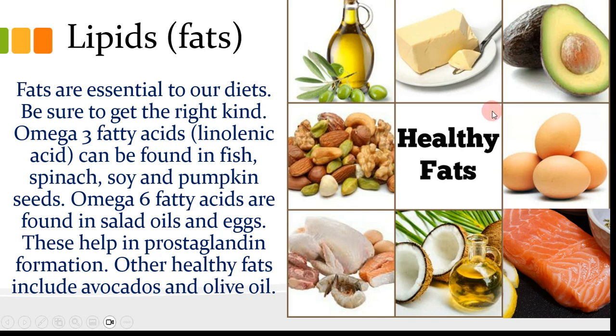Eggs are, at one point we said eggs are bad for you. No. Eggs are a superfood. They're very, very good for you. You can eat them, and they're so versatile. You can do anything with them, not to mention baking, right? Those are good too. They help with prostaglandin formation. We know that as far as bringing down inflammation, right?